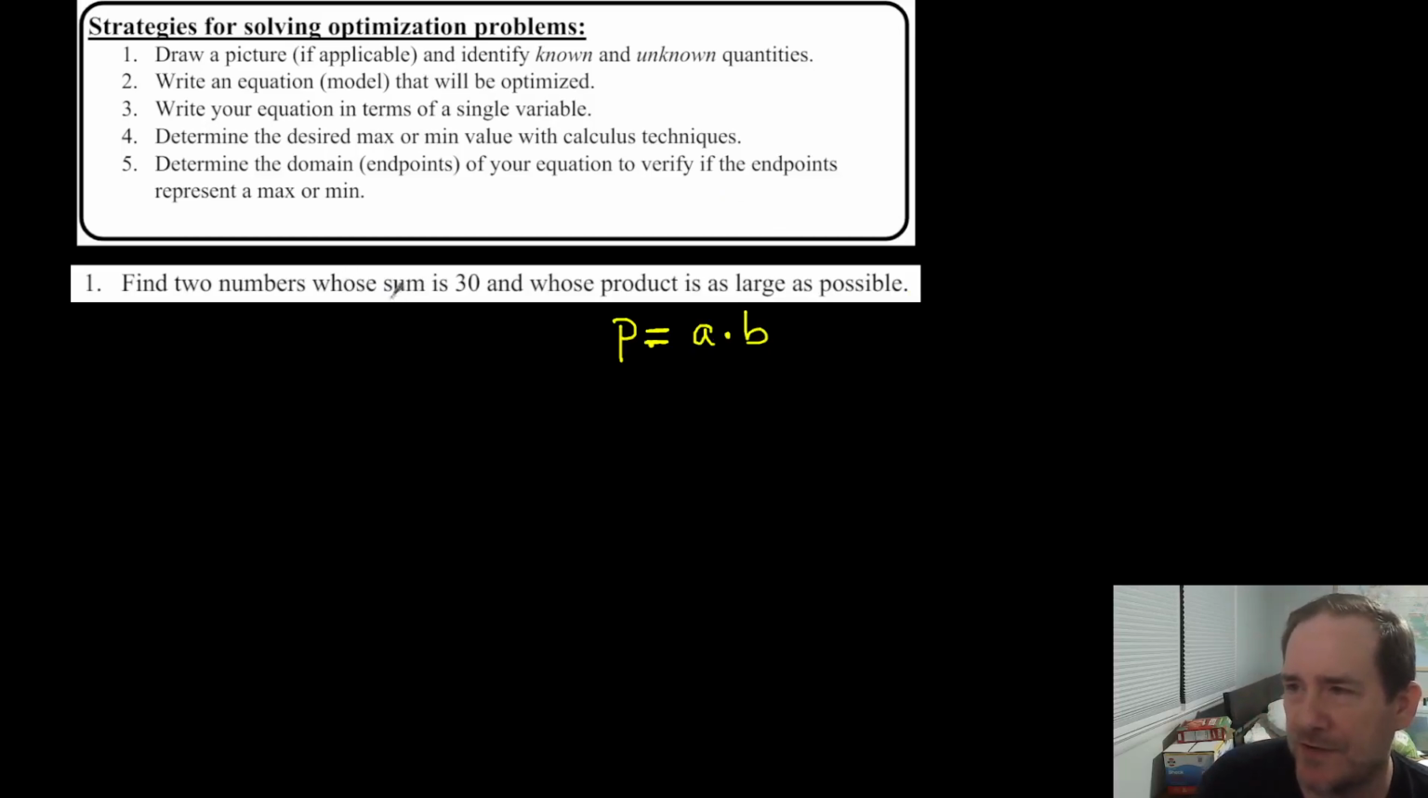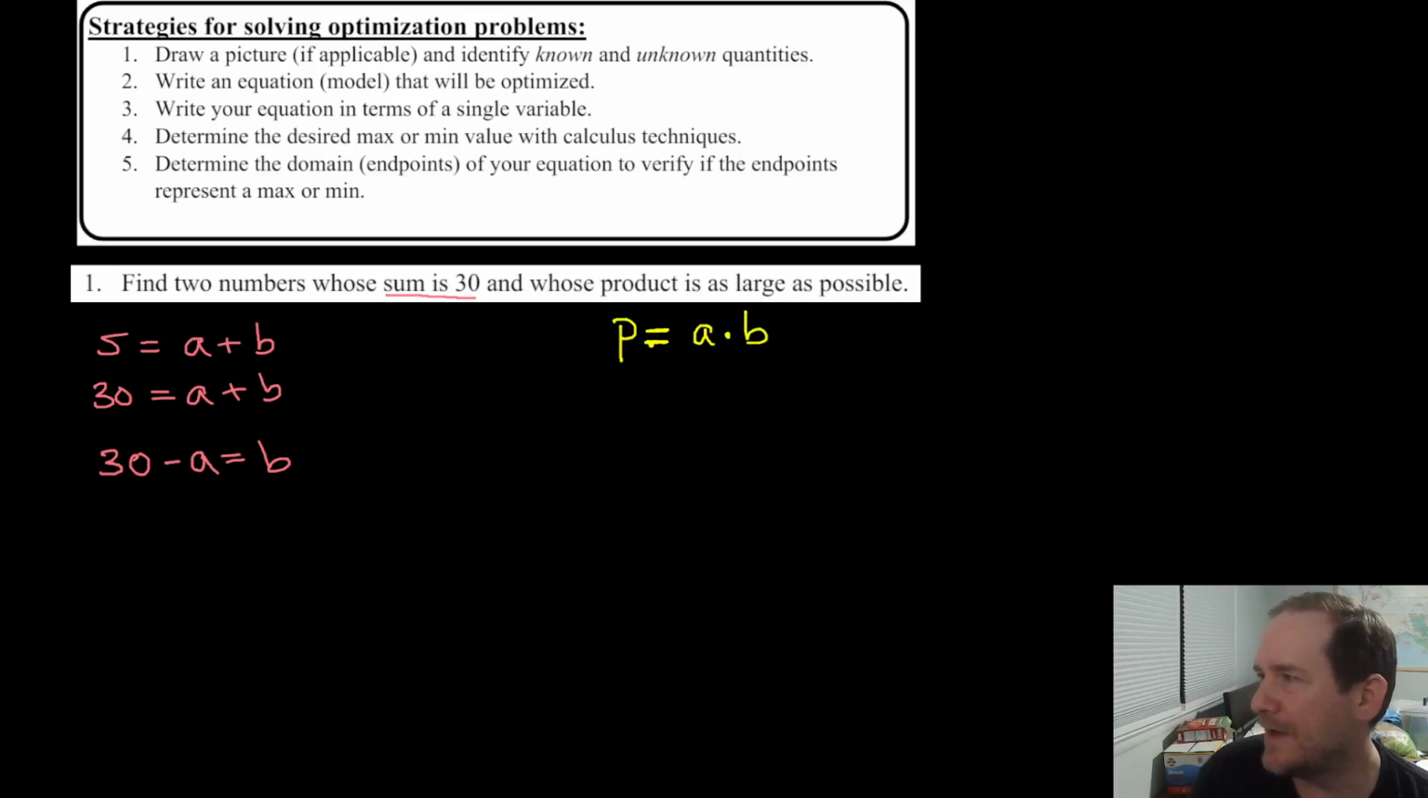Well, we had this constraint that said the sum had to be 30. So if the sum of my two numbers is a plus b, then we know that a plus b must equal 30. And for this problem, you can solve for whichever variable you want. Obviously, solving for a just means subtracting b, and solving for b just means subtracting a. There's literally no difference in which one you solve for. It doesn't matter. So I'll just subtract a to get an expression for b.